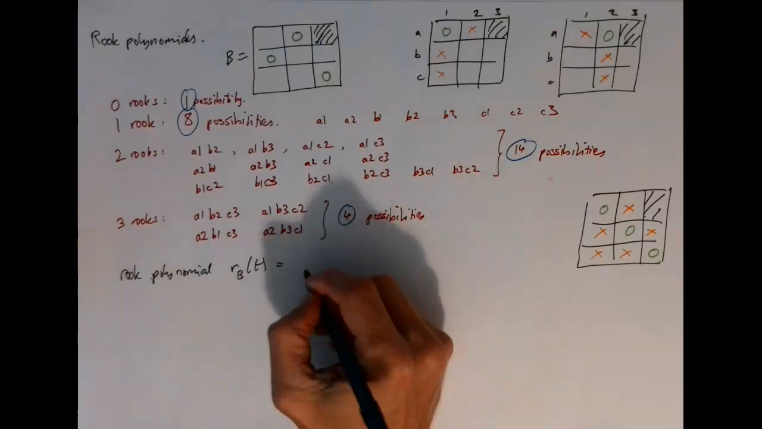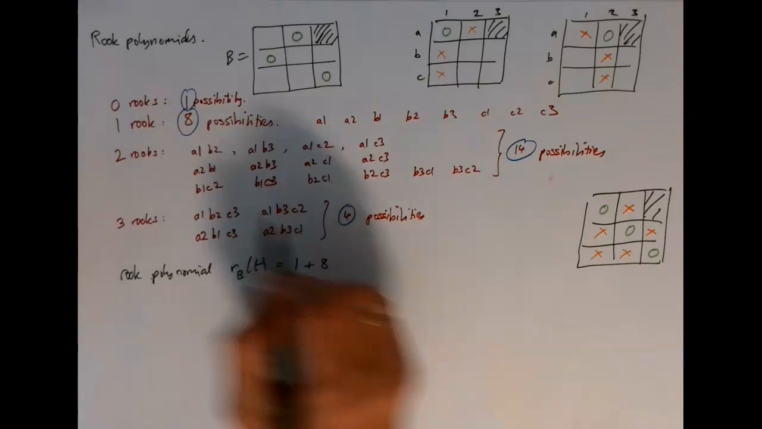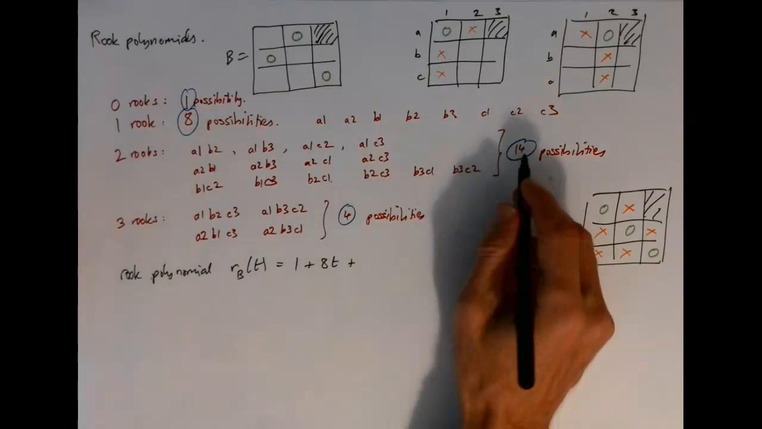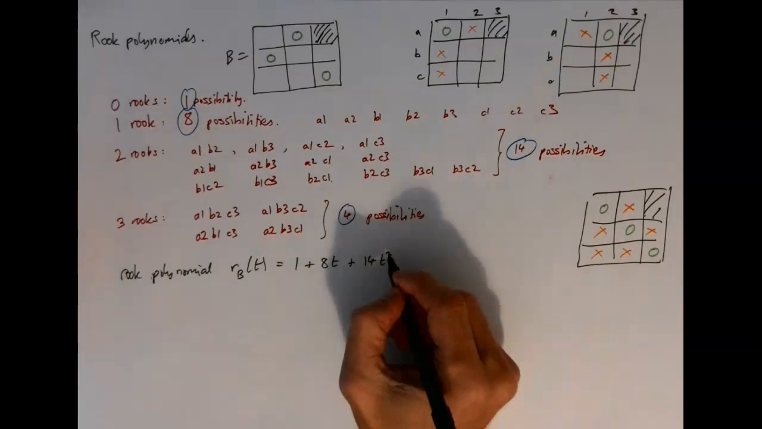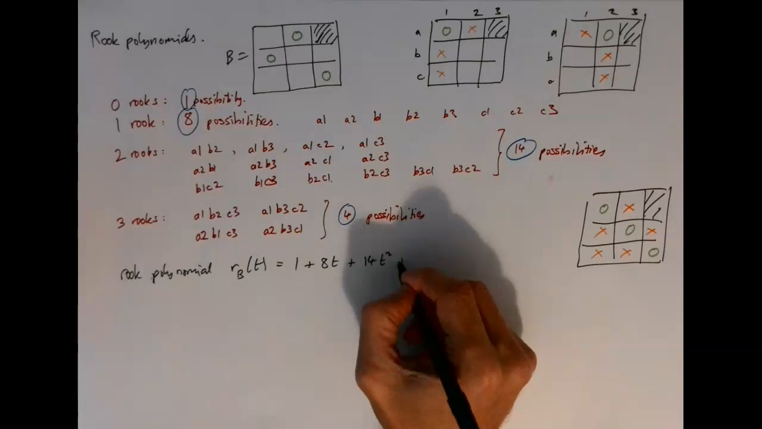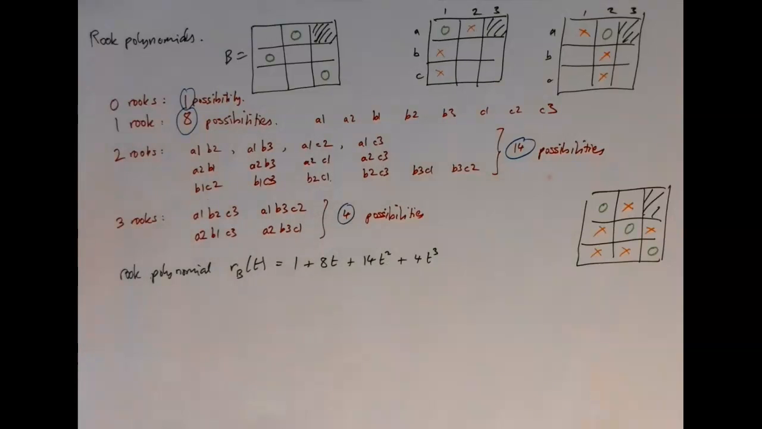So you get this 1 times t to the 0, plus 8 times t to the 1, plus this 14 times t squared. You see that's for 2 rooks, so you have the power 2 there, and 4 possibilities for 3 rooks, so that counts as t cubed. So that's what we're going to call the rook polynomial for this board.